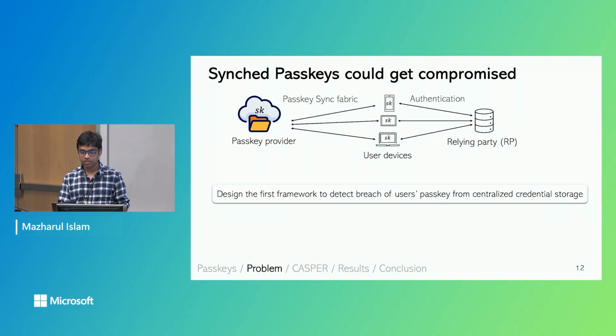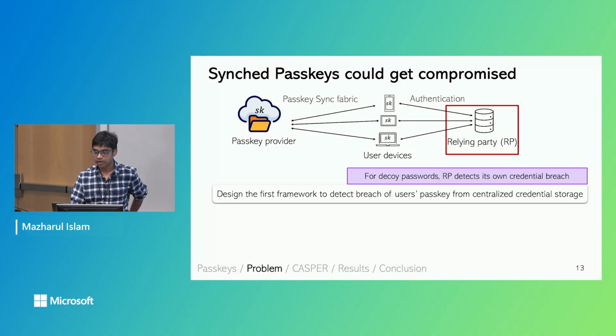CASPER, as I will mention in the next few slides, is a decoy or deception-based detection mechanism. This is not similar to the existing literature on decoy passwords, because in decoy passwords, the relying party has the credential storage, and the credential leakage happens on the relying party's side.